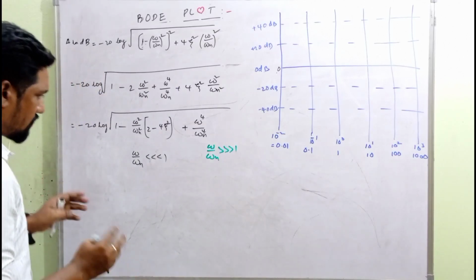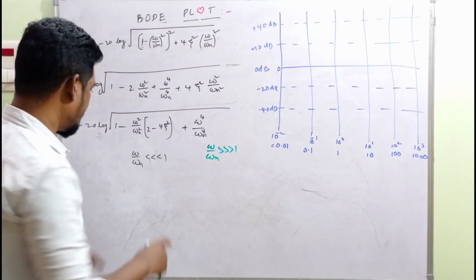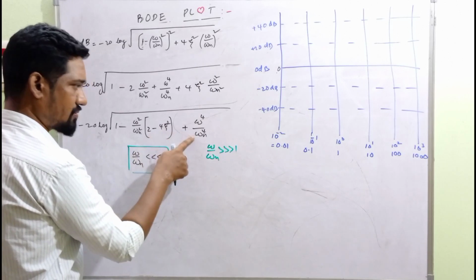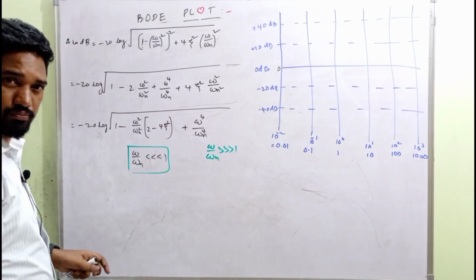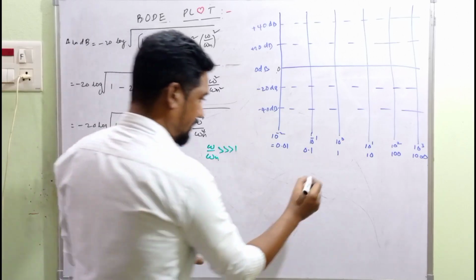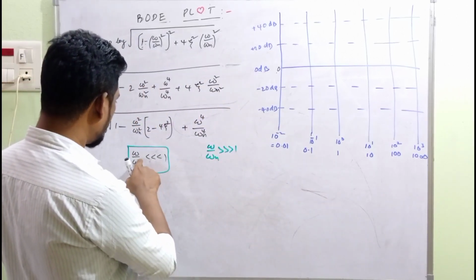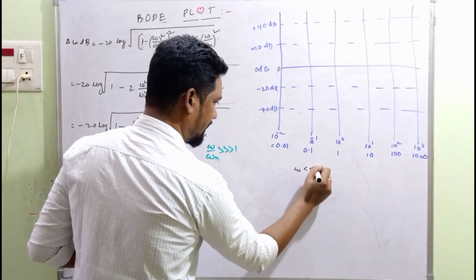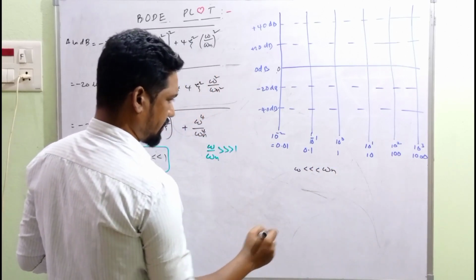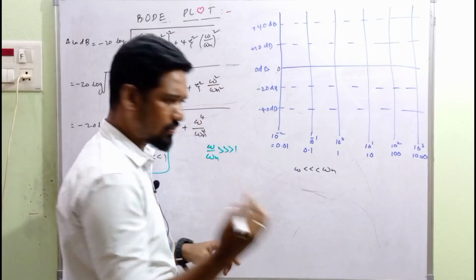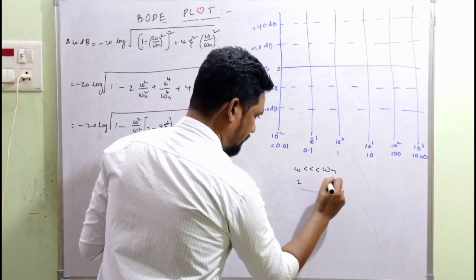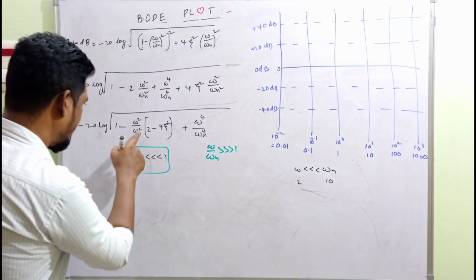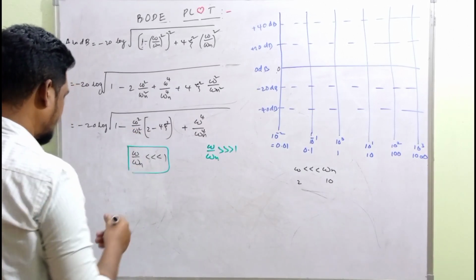So guys, in that case, now what about this zeta, guys? With this assumption, this will not have much significance, any value, you will be happy only with values, right? Let's say omega is much less than omega n, right? Let's take some values, let omega be 2 and omega n be 10. Happy for these values, or should I change? No, let's go ahead.